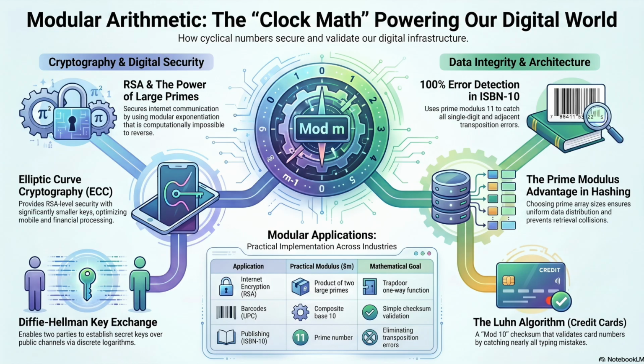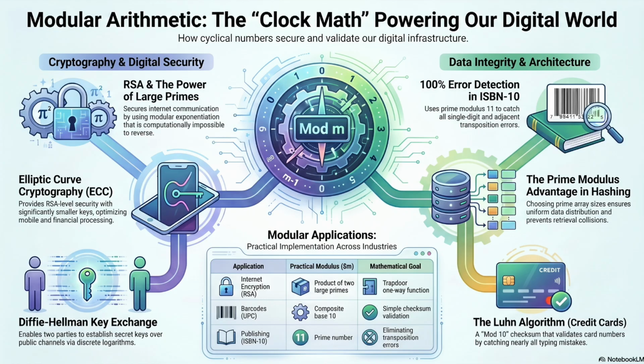Modulo 11, the prime modulus advantage strikes again. Primes fixing the flaws of composites. Exactly, because 11 is a prime number. Every single weight multiplier from 1 to 10 is perfectly co-prime to it. Right. This structural change provides an enormous mathematical advantage. Like the UPC, it catches 100% of single-digit errors. But unlike the UPC, the prime modulus eliminates the transposition vulnerability entirely.